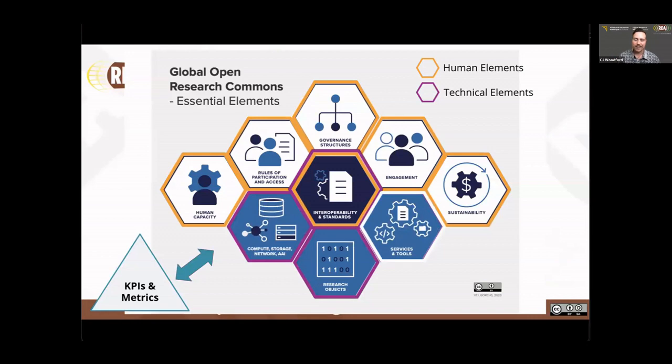Sorry for kind of running through that. I have in fact been presenting this a lot over the last few days. So what we want to dive into is the services and tools aspect.